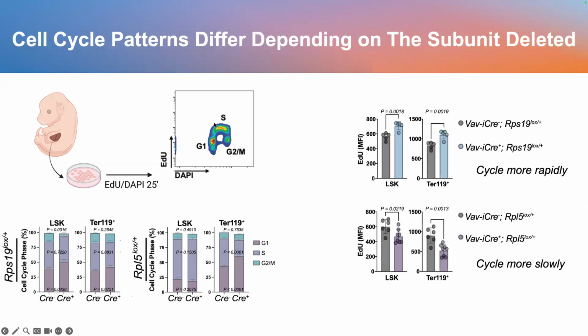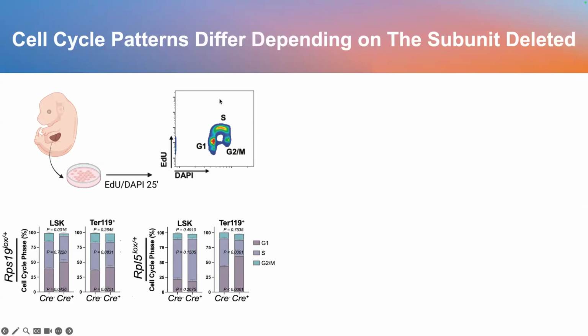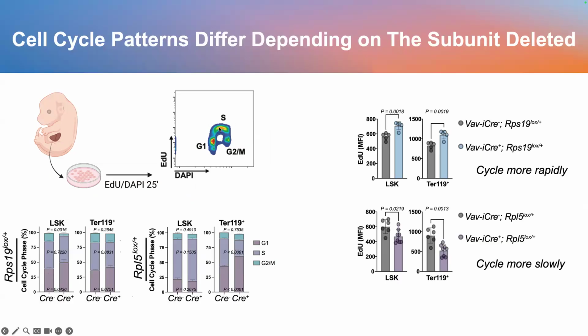And then what we did is that we took a measure of the MFI for the S phase. So I remind you, Merav published a very elegant study showing that when the MFI increases, they cycle more rapidly. When they decrease, they cycle more slowly. And here we found a total opposite phenotype: in the TER119 or in the LSK, the opposite, they cycle faster in RPS19, they cycle slower in the RPL5.